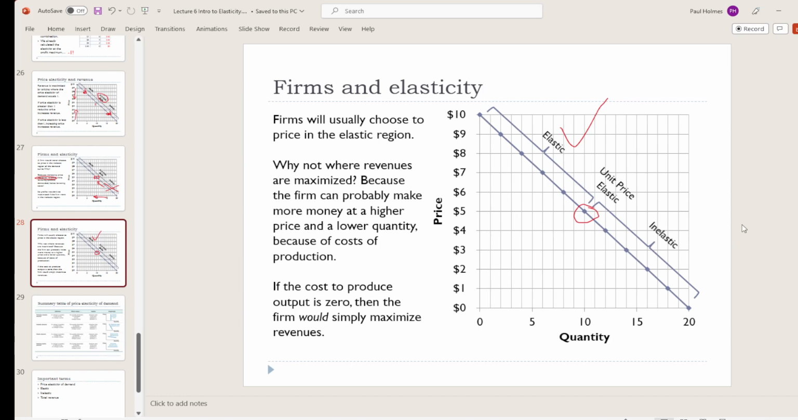Or another similar one here is a sporting event or concert that's not going to sell out. If it doesn't sell out, then there's no cost to adding an extra customer, an extra concert goer or viewer of the sporting event or whatever. And so in that case, those firms would probably charge pretty close to this unit price elastic price.